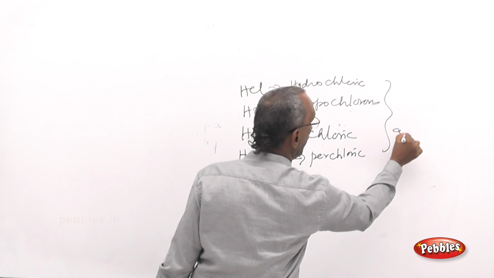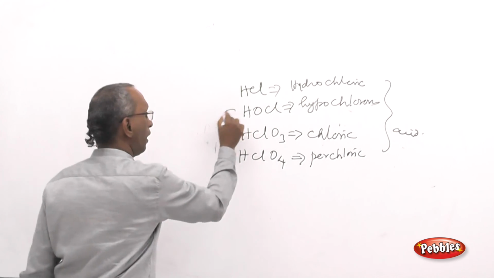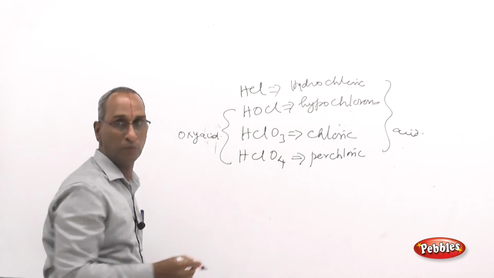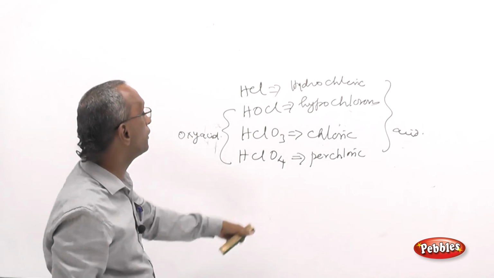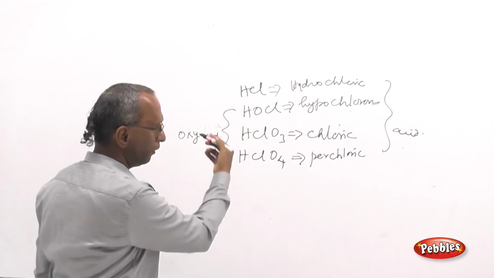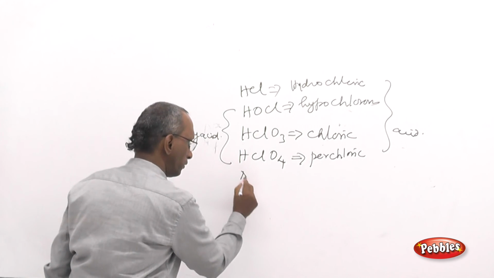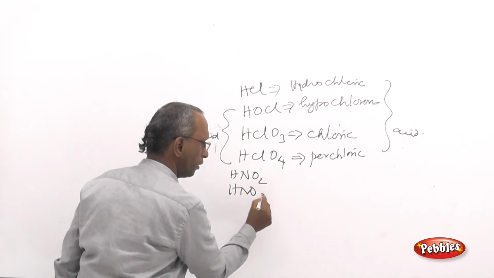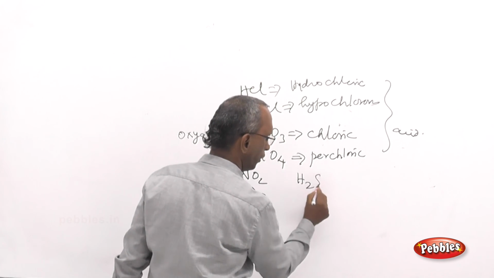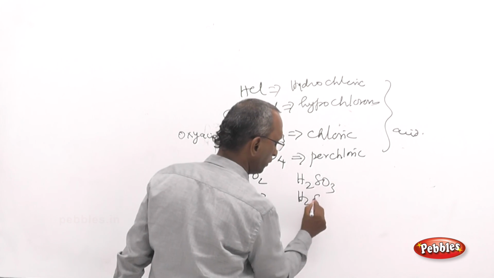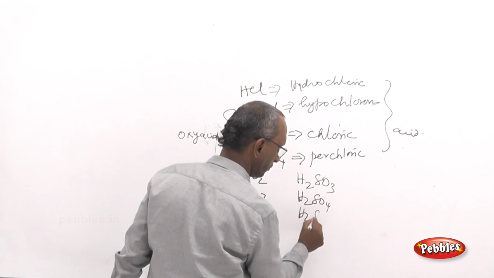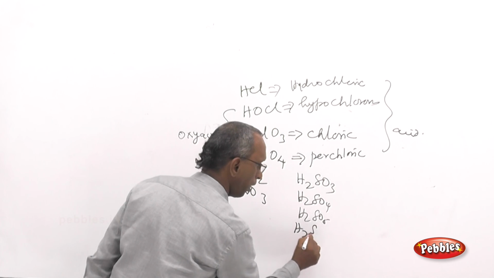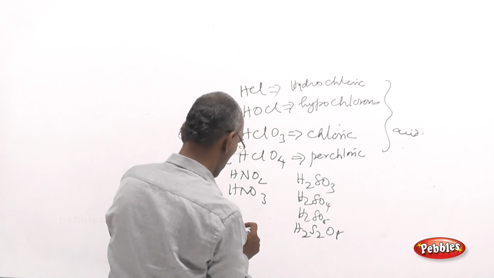All contain hydrogen and chlorine, and the last three also contain oxygen. They are called oxyacids because they contain oxygen and are acidic in nature. From this, a variety of oxyacids are formed. Nitrogen gives nitrous acid, HNO2, and nitric acid, HNO3. Sulfur gives sulfurous acid, H2SO3, H2SO4, H2SO5, and even H2S2O8, peroxydisulfuric acid. A variety of acids.